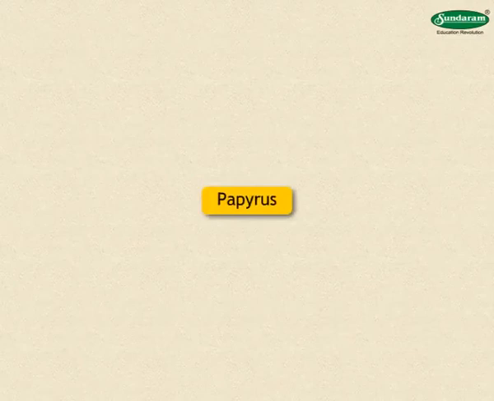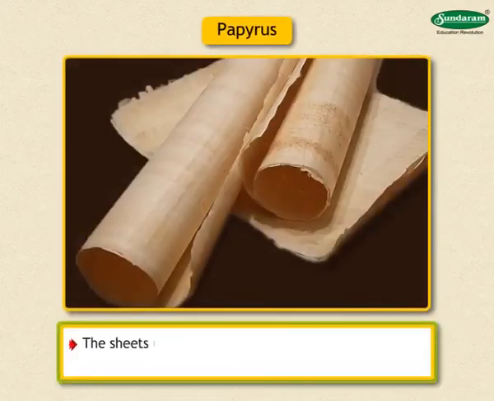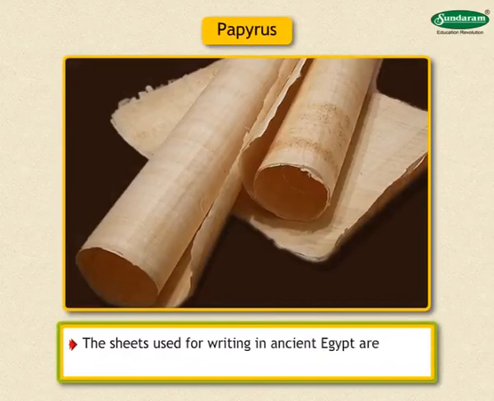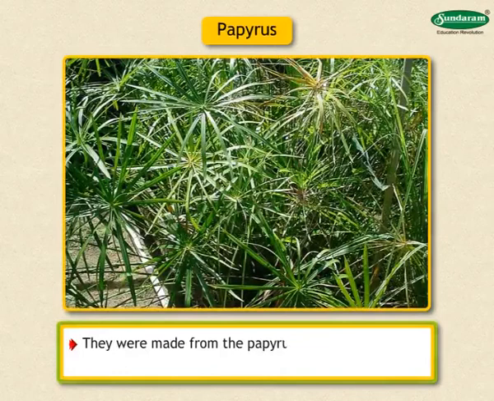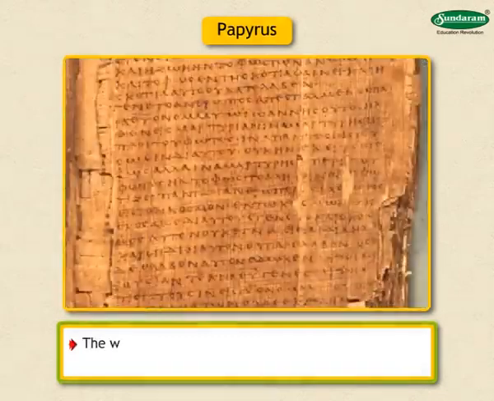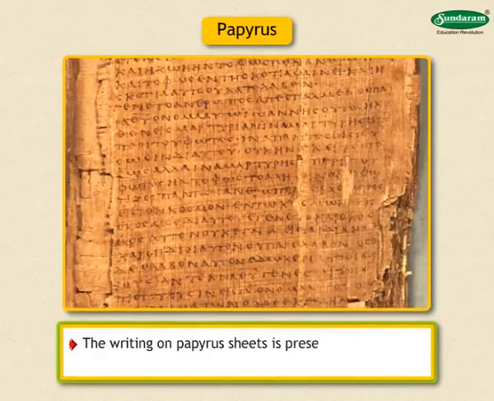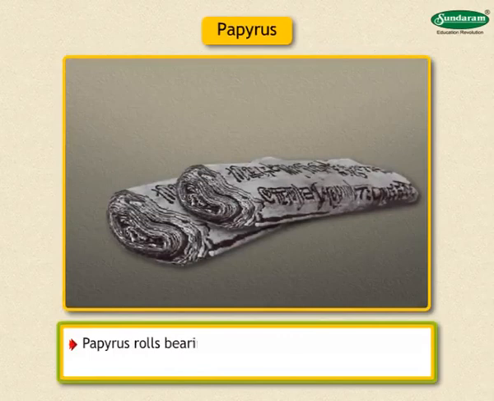Now, let us get additional information about the papyrus. The sheets used for writing in ancient Egypt are known as papyrus sheets. They were made from the papyrus plant and were used for important writings. The writing on papyrus sheets is preserved even after thousands of years. Papyrus rolls bearing ancient writing have been excavated in many places in Egypt.